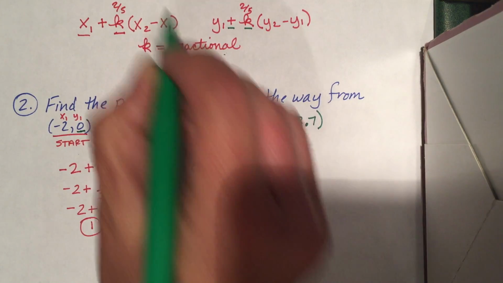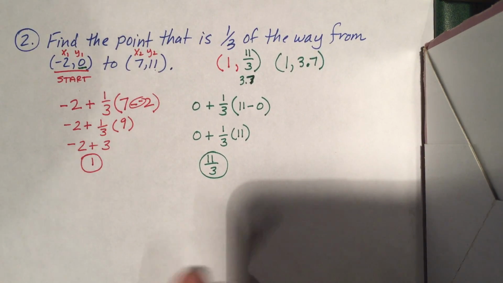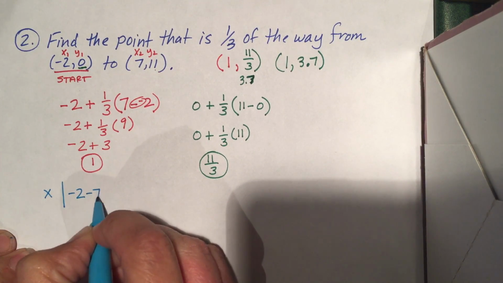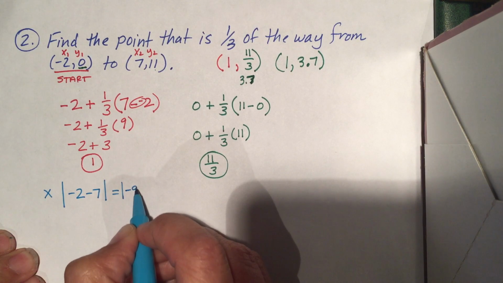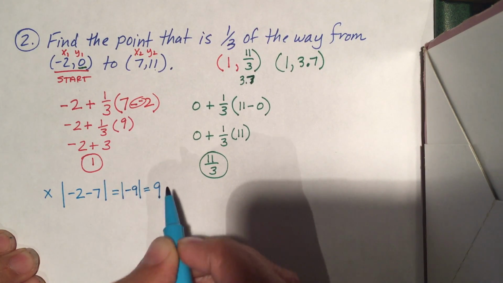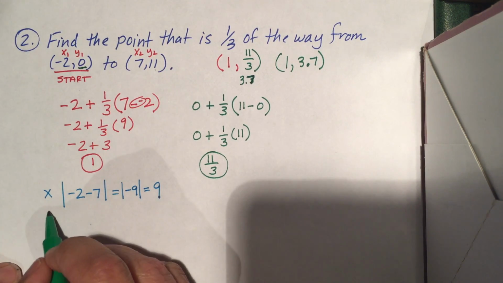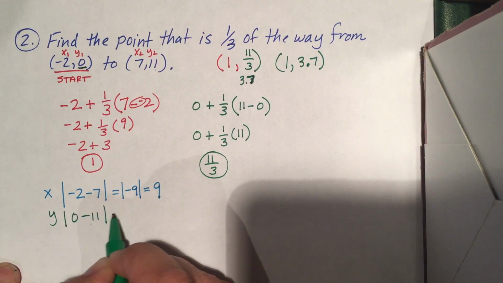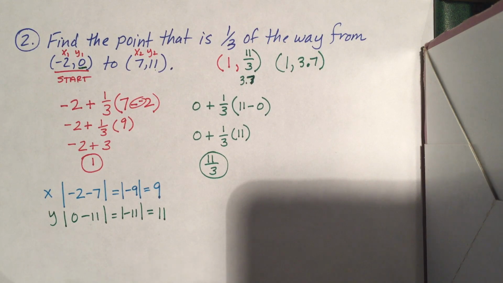Now let's check it out using the longer method we did up there. What I did was for my x, I took the absolute value of the distance, which is -2 minus 7, and I got the absolute value of -9, which is 9. And for my y value, I took the absolute value of the difference, 0 minus 11, which gives me -11, which is 11. So that's the full distance.